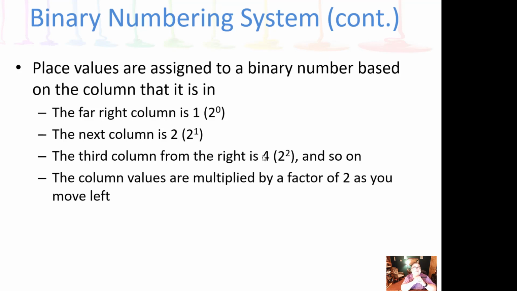Or, let's see, 2 to the third, 2 to the fourth, 16, which is 2 times 2 times 2 times 2. Or just 8 times 2 if you want to look at it that way. So the column values go up by a factor of 2 as we move left in the number.